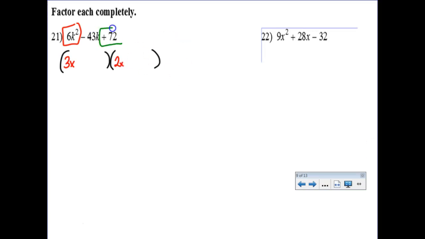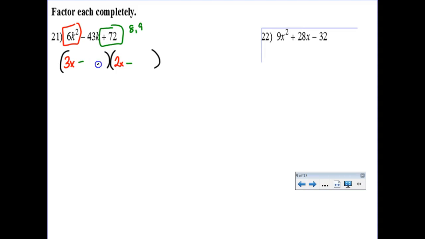And then my back numbers have to multiply to 72. Now 72 has a ton of options. 36 and 2, 72 and 1, 9 and 8, there's others. But I'm going to go with the ones that are closest together, which are 8 and 9. And I notice with my signs, they both have to be negative to multiply to a positive 72.